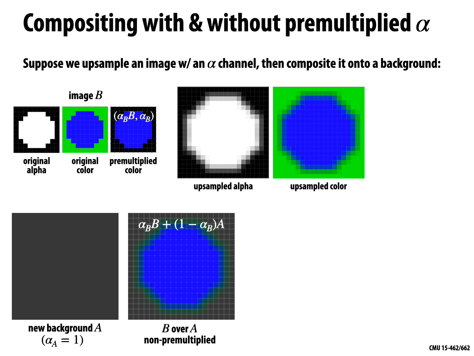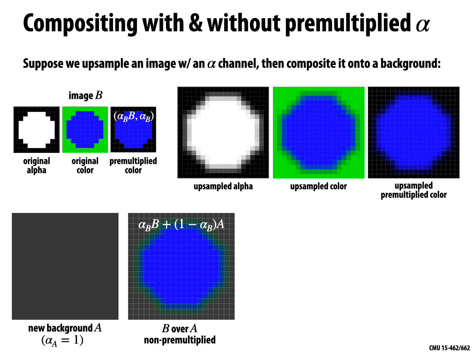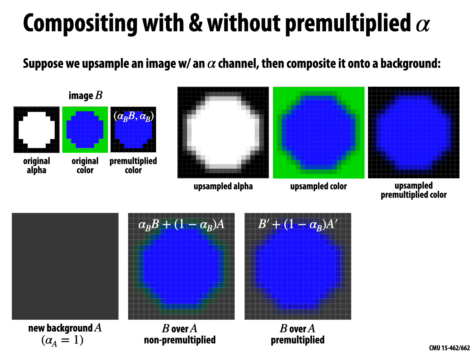I then go ahead and upsample this pre-multiplied color. Okay, so you notice that where things were green, that got darkened by my alpha value, and I just have black. And now I go ahead and do my pre-multiplied over operation, b prime plus 1 minus alpha b a prime. And voila, I get the blue blob on the gray black background with no halo.